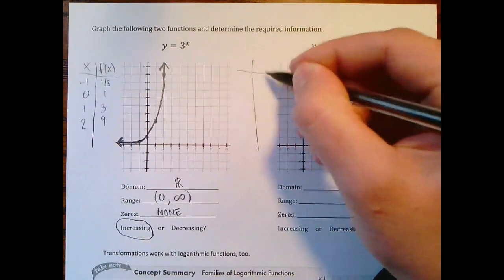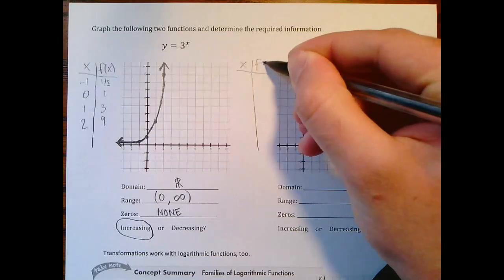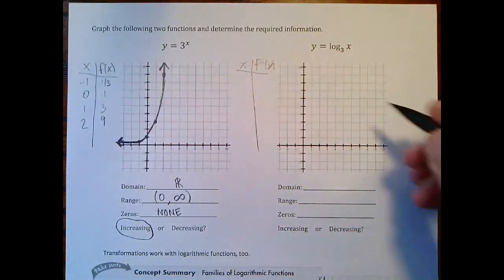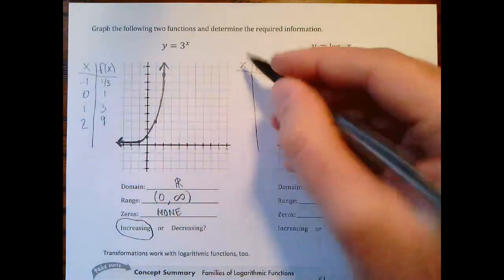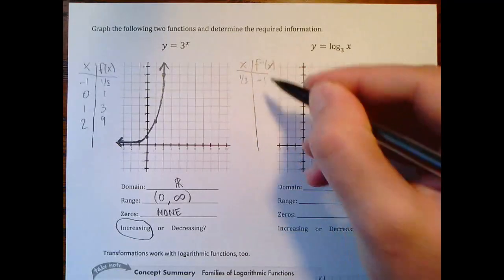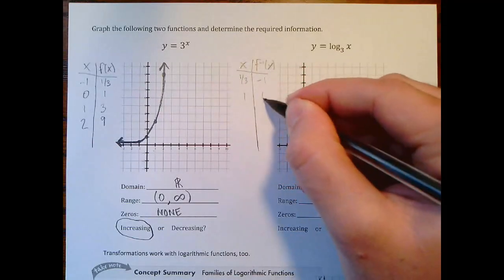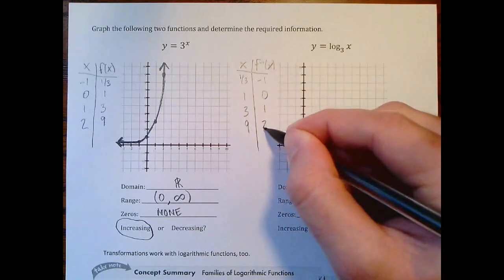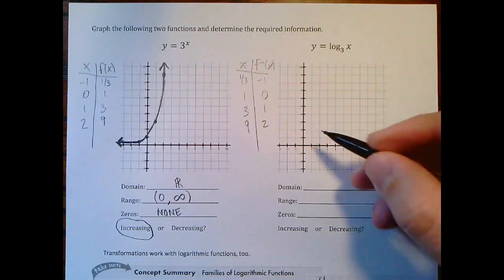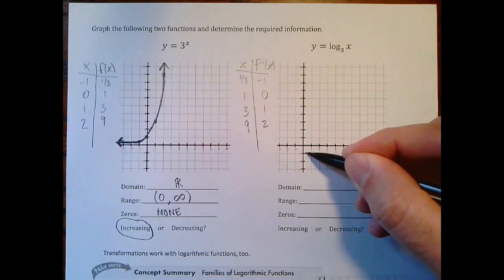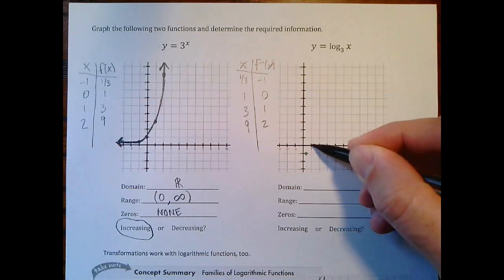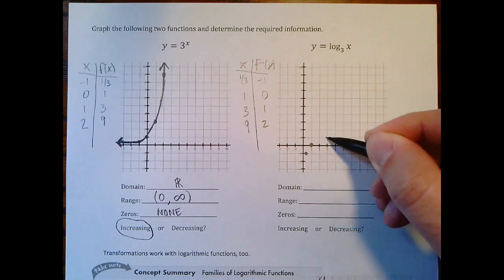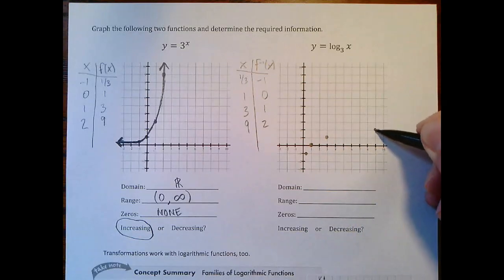So really fast, if you wanted to, you can say x and then you can say f negative 1 of x, so that would show the inverse notation. Instead of negative 1, 1/3, you can go 1/3, negative 1, instead of 0, 1, 1, 0, instead of 1, 3, 3, 1, instead of 2, 9, 9, 2. So let's graph. So 1/3, we know would be here, down to negative 1 would be right there. 1, 0, 3, 1, and then 9, 2.